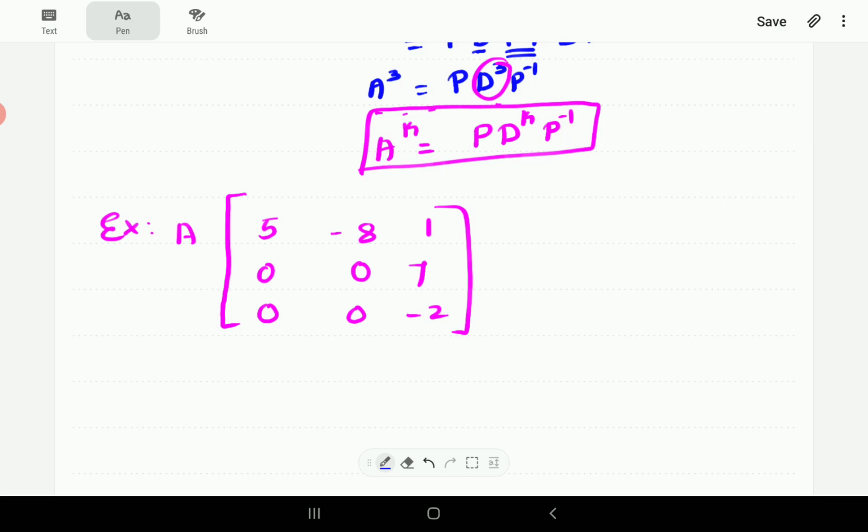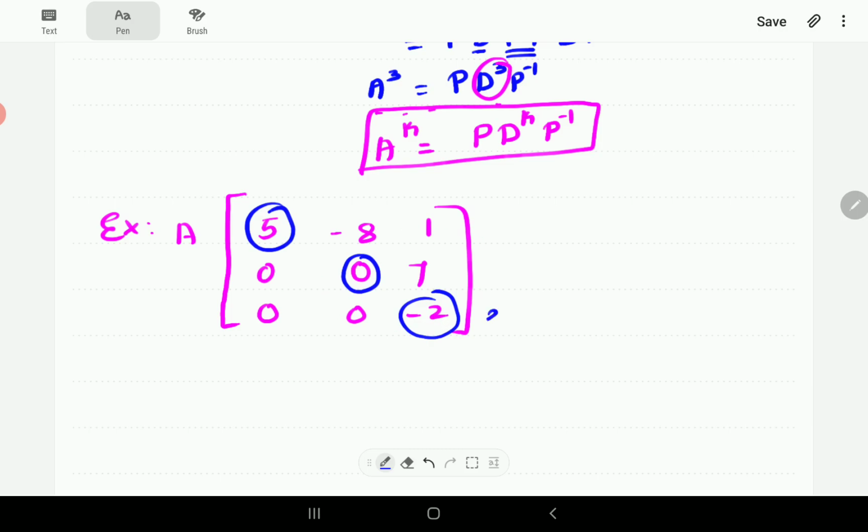Since this is a triangular matrix, if you observe, particularly here it is an upper triangular matrix. Here, if you observe the diagonal elements, these entries are your diagonal entries. In the case of triangular matrices, the diagonal elements will become its eigenvalues. Therefore, the eigenvalues here are 5, 0 and negative 2.